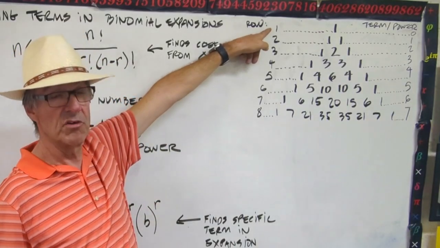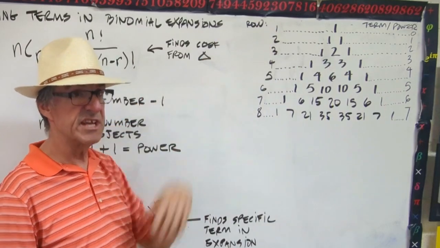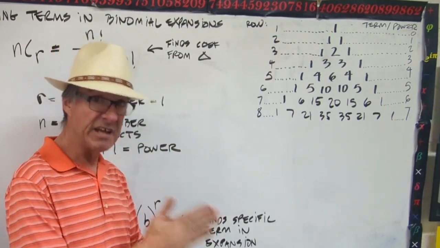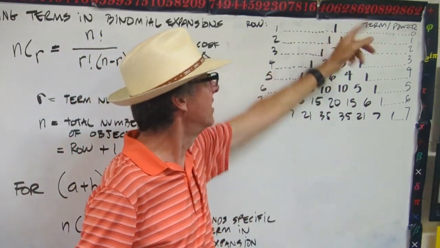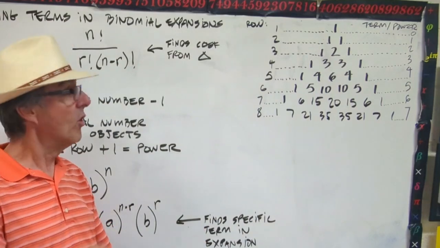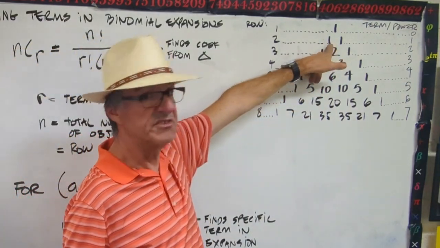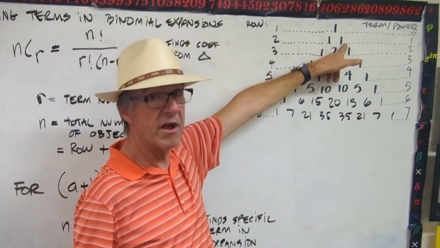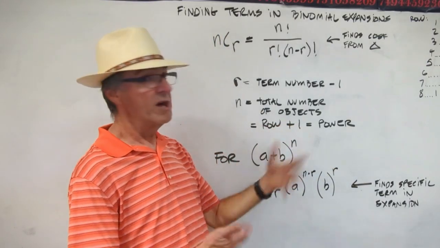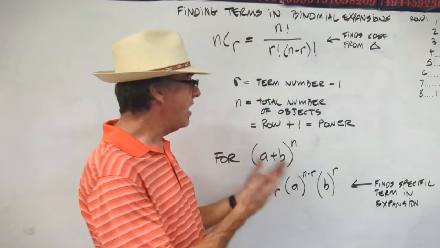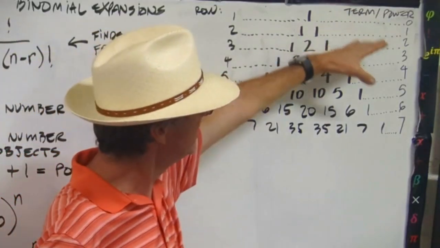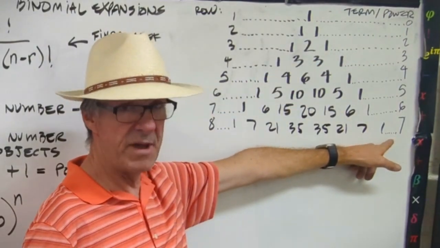Now think about this. The first row is how many selections can we make from 0 items? There is only 1, and that's selecting 0 items. So that's why we have a 1 there. The second row is for 1 item, and we can either select 1 or not select 1. So this is selecting 0 items, and this is selecting 1 item. So you can see here that the row minus 1 gives you your power, which is how many total items you have. And so I've put that over here on the second side of Pascal's triangle.